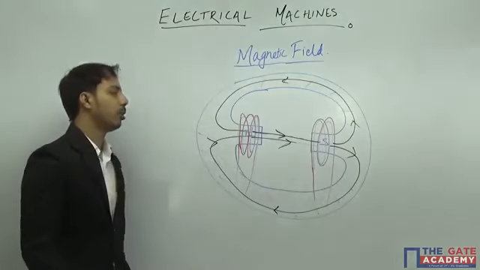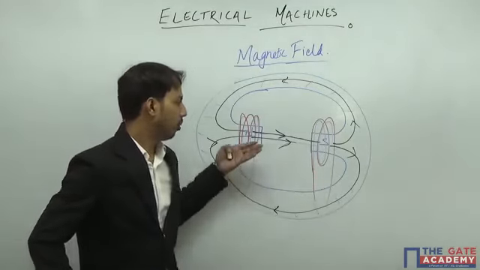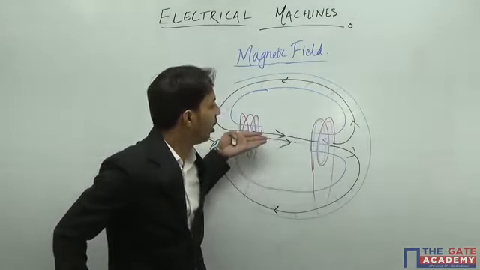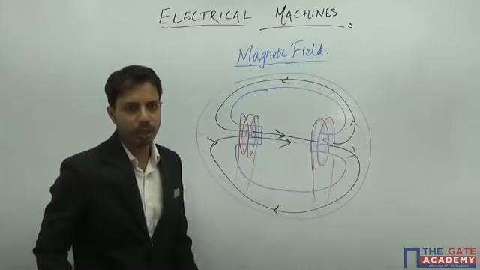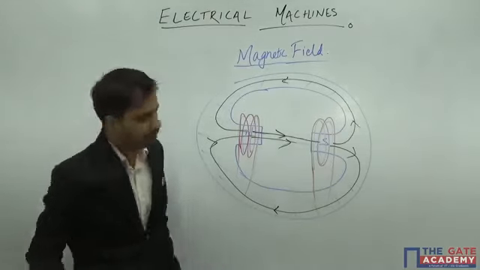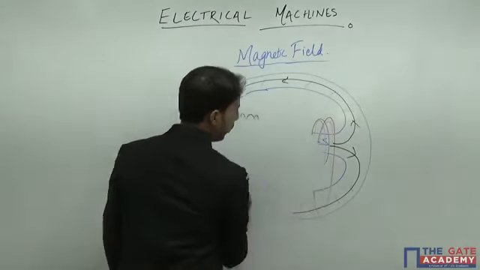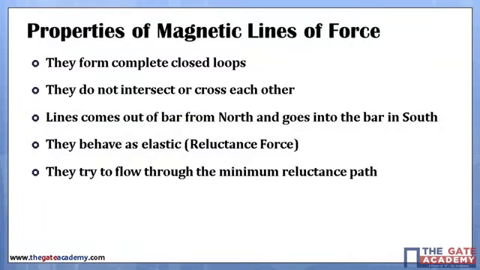So this is how the magnetic lines or magnetic field is present in a DC machine. Okay? So this is important. The direction is very, very important. Now the fourth point is they behave as elastic.